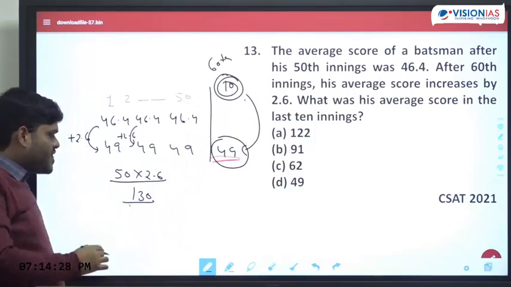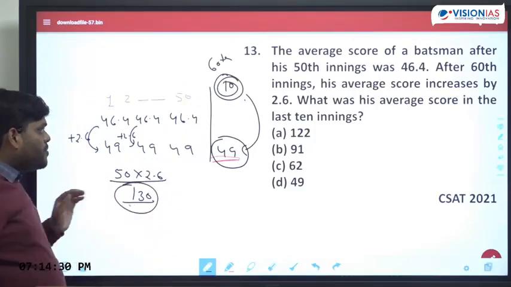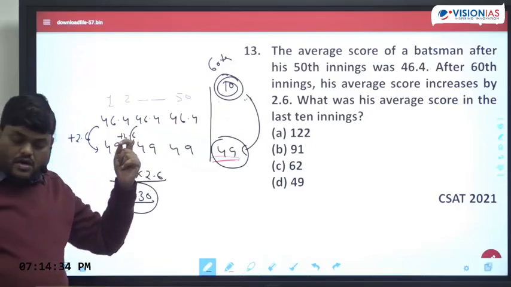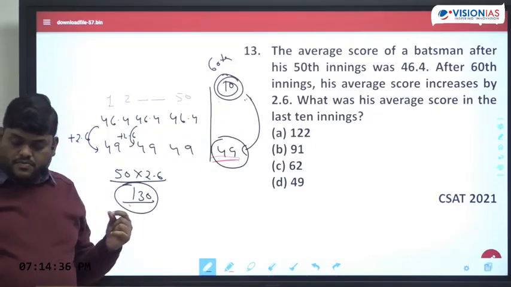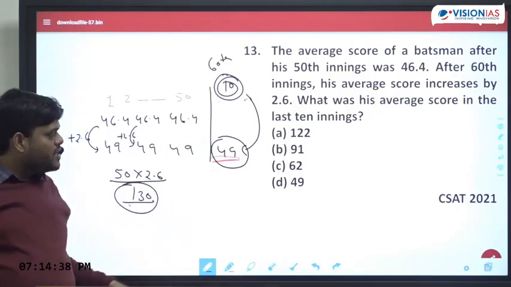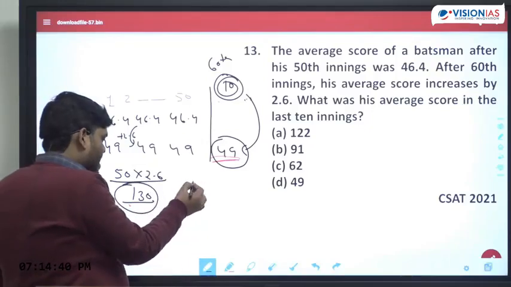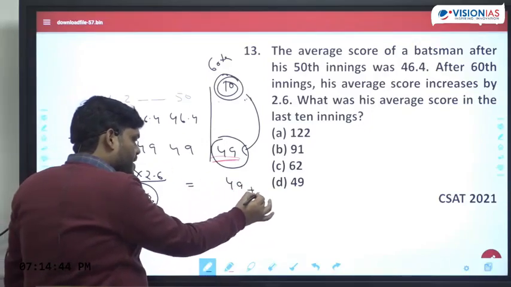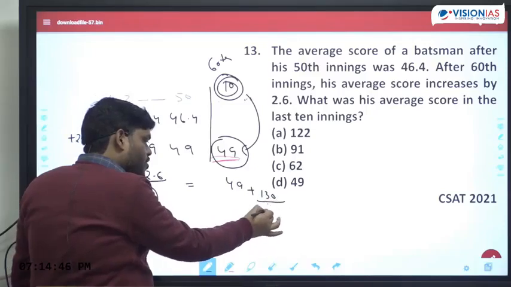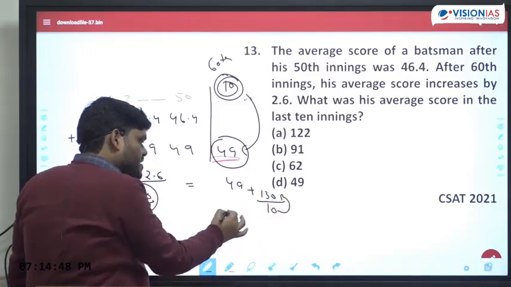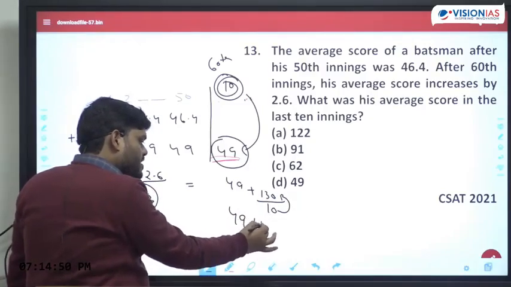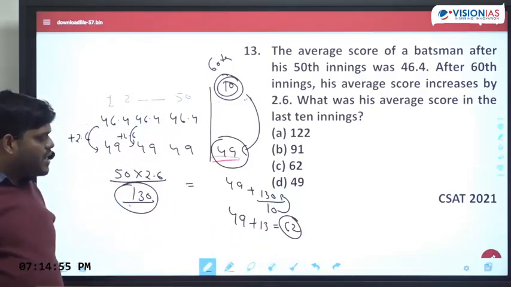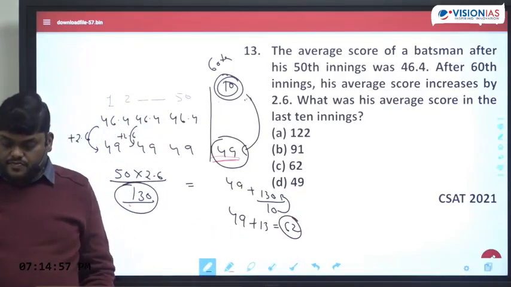That means this 130 is extra coming from the last 10 innings, or not. So the last 10 innings means we will say 49 plus 130 is coming from the last 10 innings. That means each inning contributed 13. Total answer is 62.